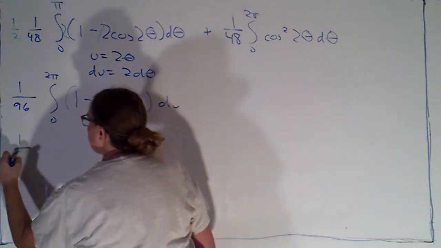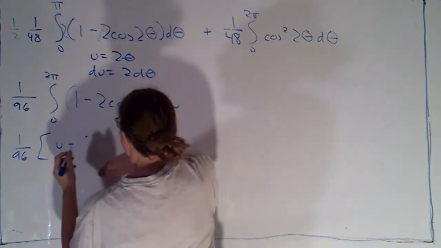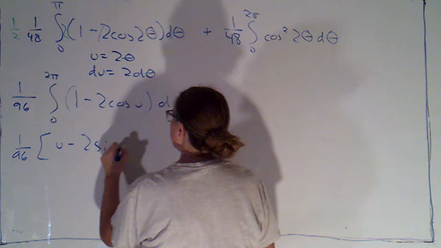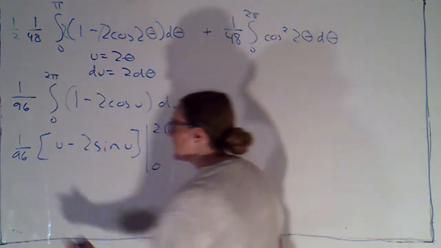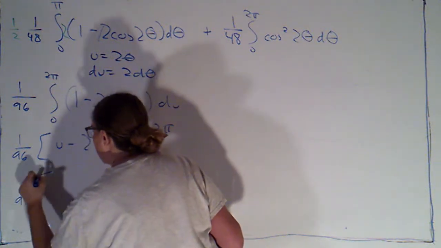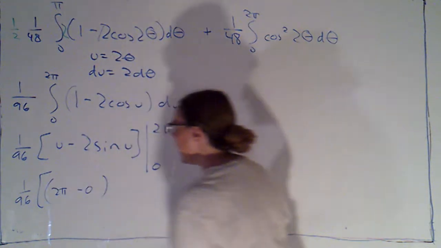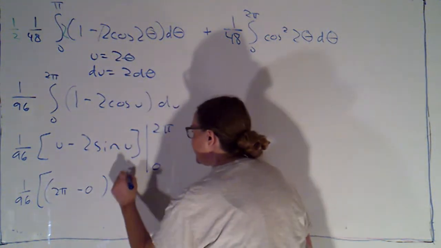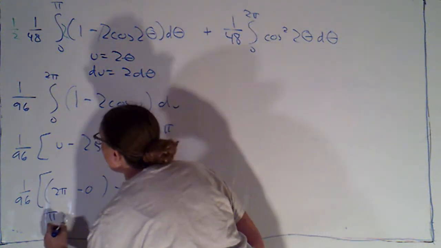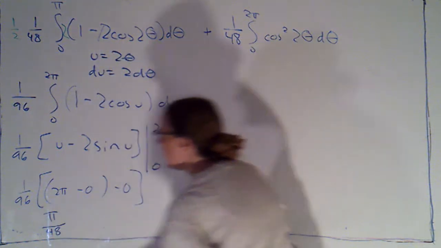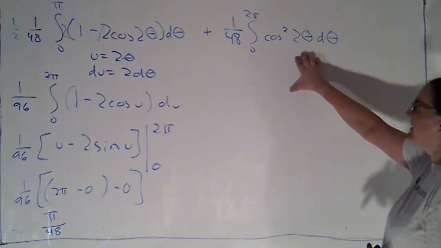So that's going to give me 1/96 of u minus 2 sine u evaluated between 2 pi and 0. So that's 1/96 of, at 2 pi, I get 2 pi minus 0, and at 0, I just get 0. So it's a 96th of 2 pi. That's going to be pi over 48.